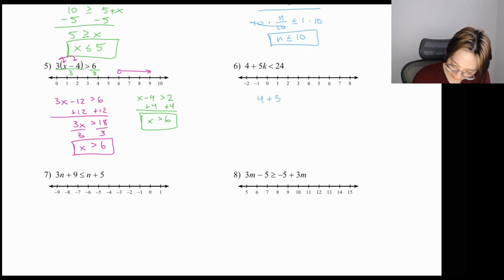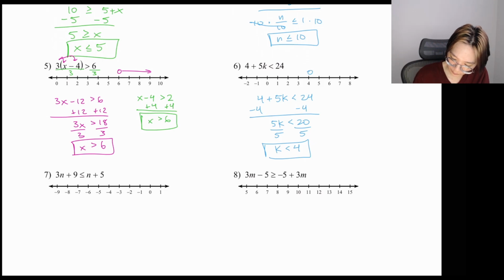This one, 4 plus 5k is less than 24. Subtract 4 from both sides. Addition, subtraction first. 5k is less than 20. Divide by 5 because it's being multiplied by 5. K is less than 4. 4, open circle, less than, this way.